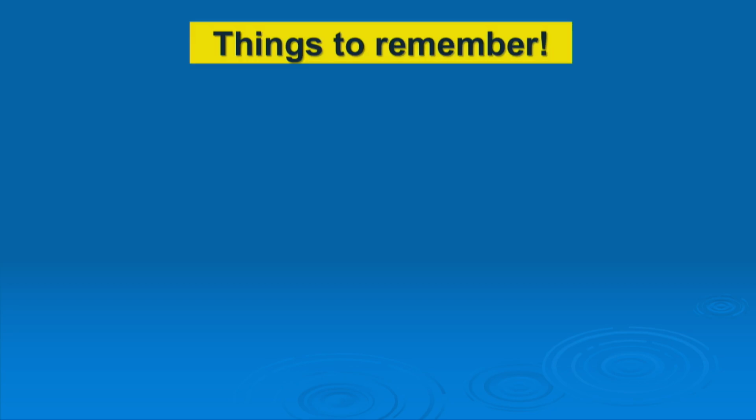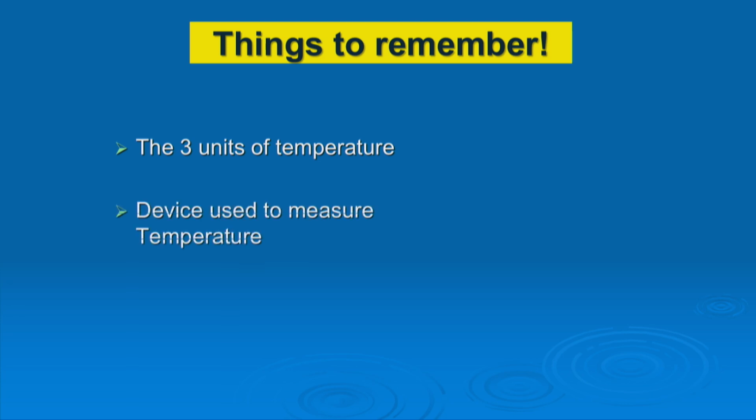So friends, the things to remember are the three units of temperature, namely Fahrenheit, Celsius, and Kelvin, the device used to measure temperature, and lastly, the fixed points. We saw that the human body temperature is at 37 degrees Celsius, the boiling point of pure water at 100 degrees Celsius, and finally the freezing point of pure water at 0 degrees Celsius.